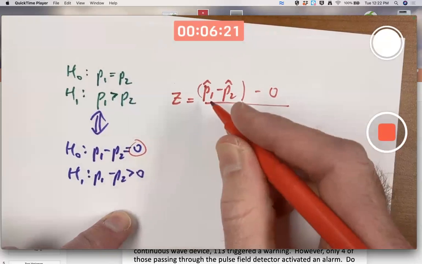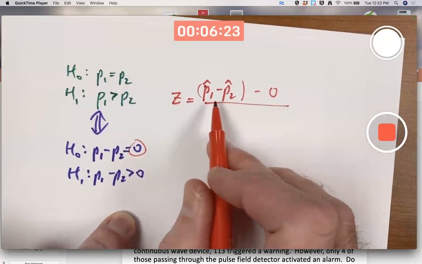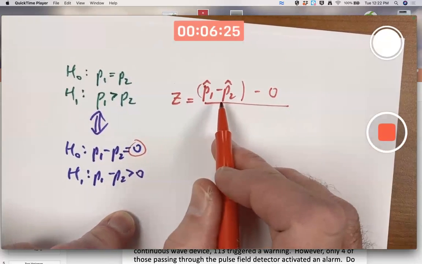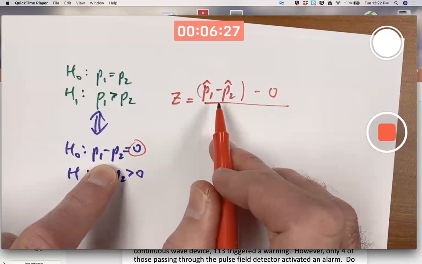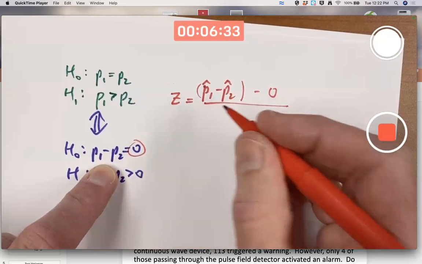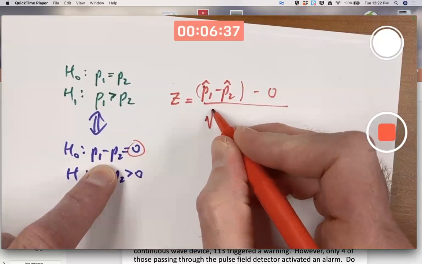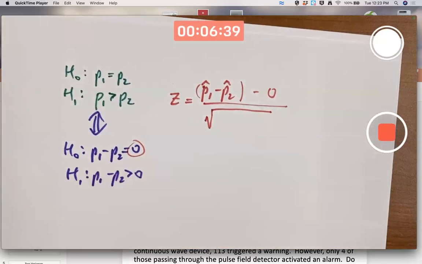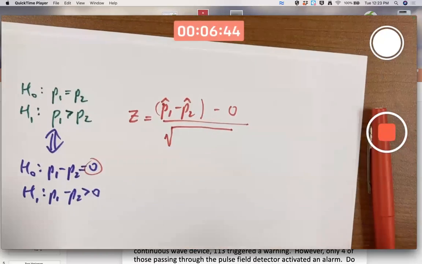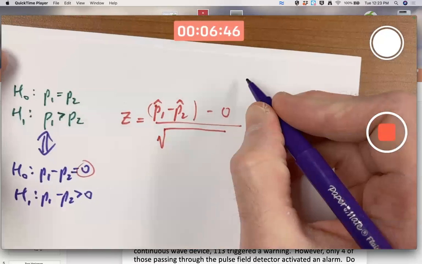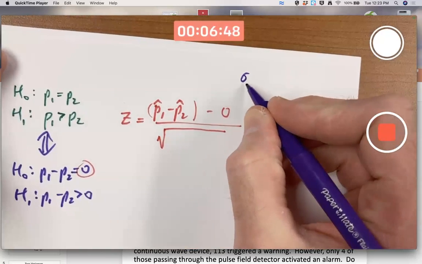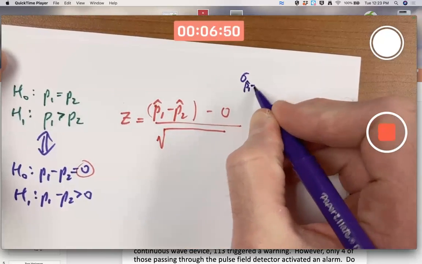Times, again, the standard deviation of what? The standard deviation of this statistic, this estimator for P1 minus P2. What would that be? Here's the answer. Well, okay. It would be, let me write it this way up here. Sigma sub P1 hat minus P2 hat.